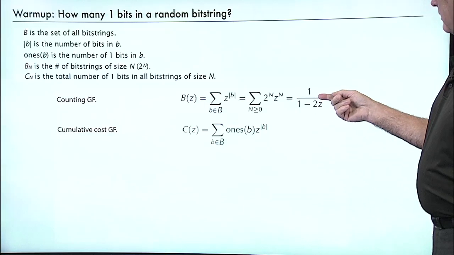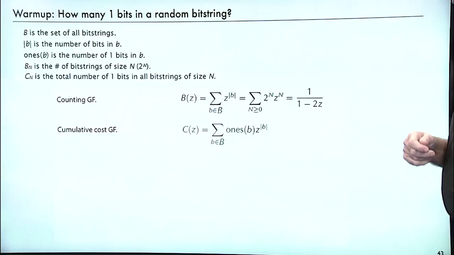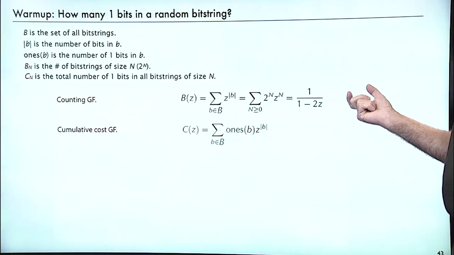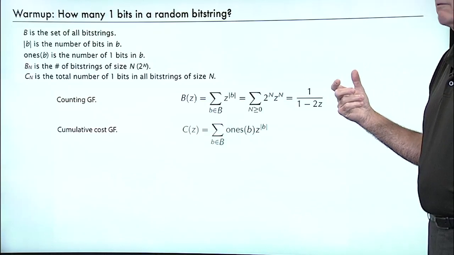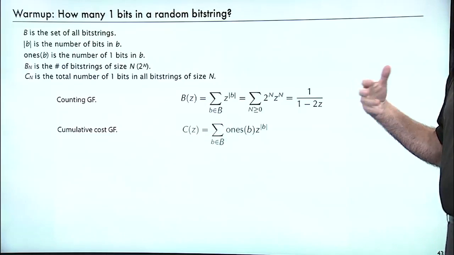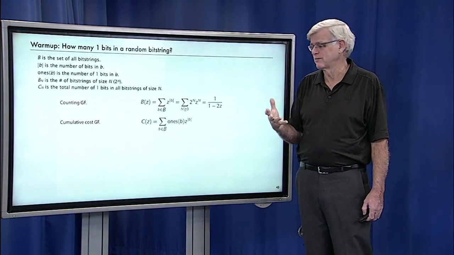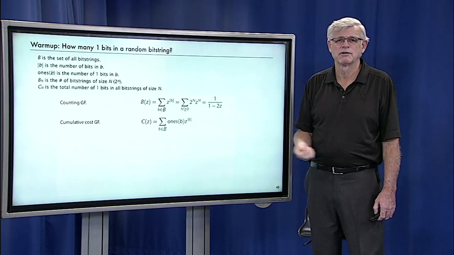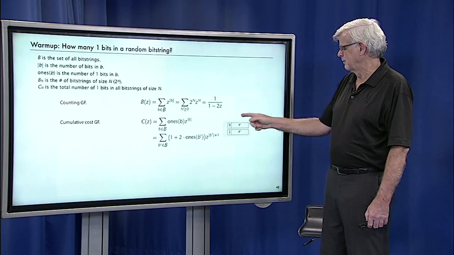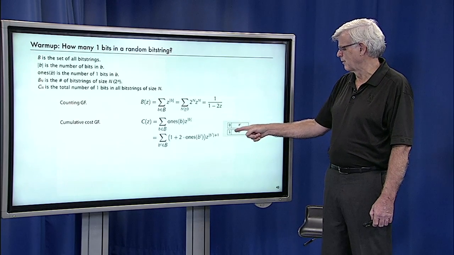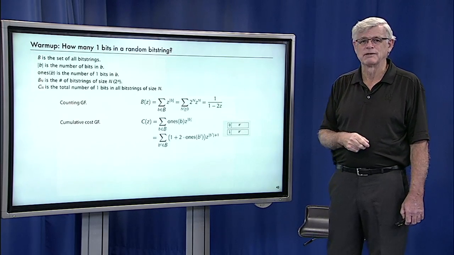So that's the function. Now what we want to do is similar to what we did for the Catalan, which is to use a recursive description of what a bit string is to get us a formula for this function. And well, what's a bit string? It's either empty, or a 0 or a 1 followed by another bit string.